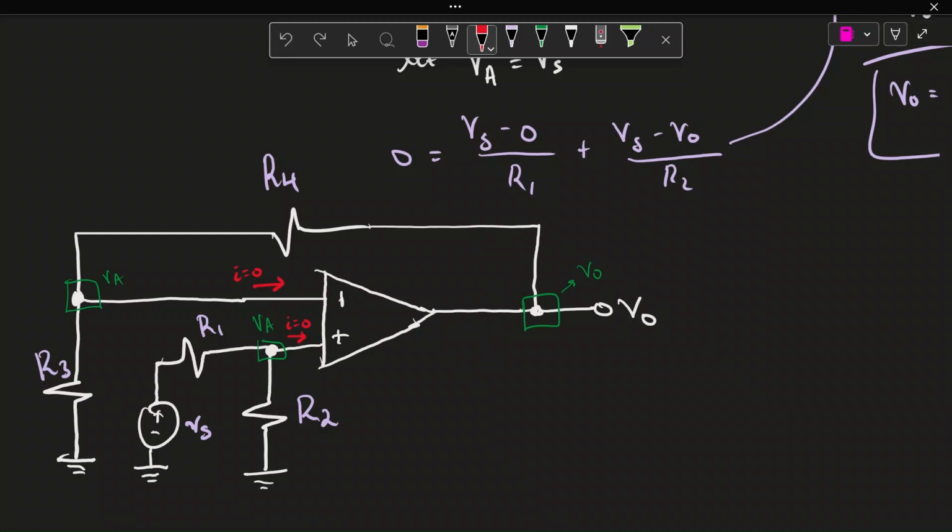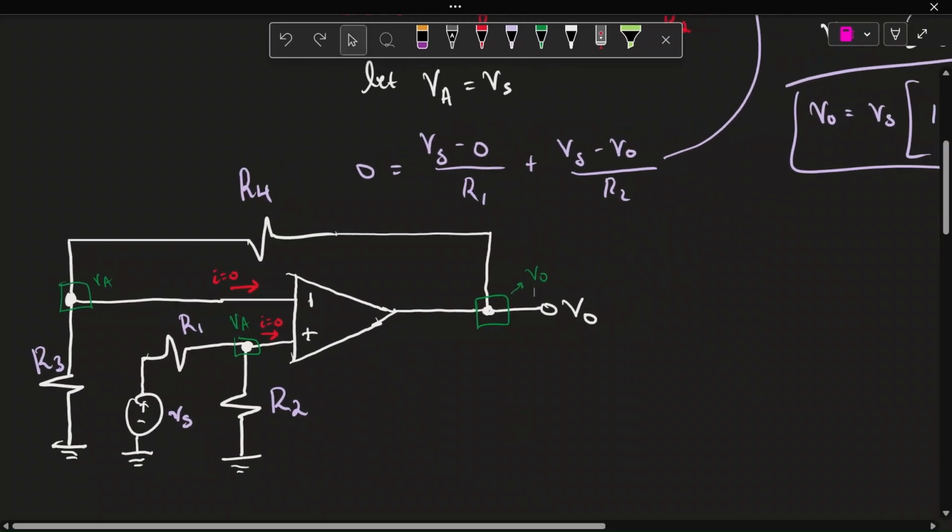So we can go here. All right, so now we've created our nodes. We can just do nodal analysis again.